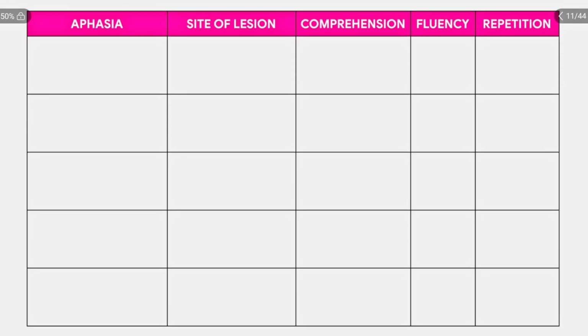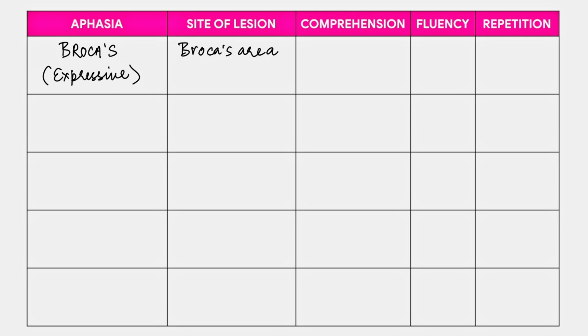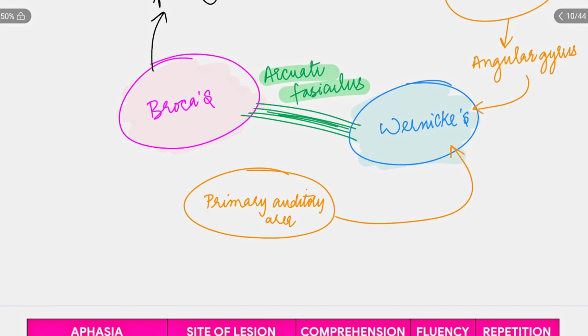So let's discuss types of aphasia. First, we'll discuss something called Broca's aphasia, which is also known as expressive aphasia. Okay, now where's the site of lesion? It is Broca's area. Now, what if I want to be more specific? Okay, you can say that the site of lesion is in Broca's area, but what about the arterial lesion? This would be the superior division of MCA.